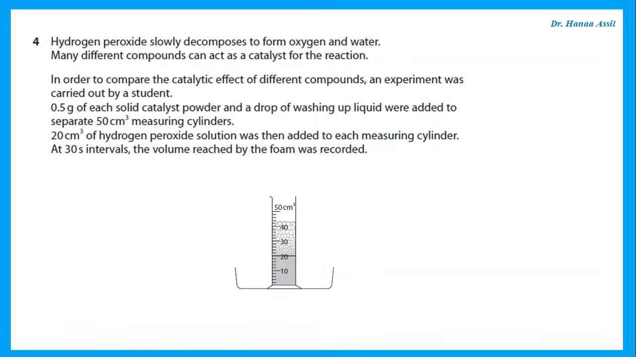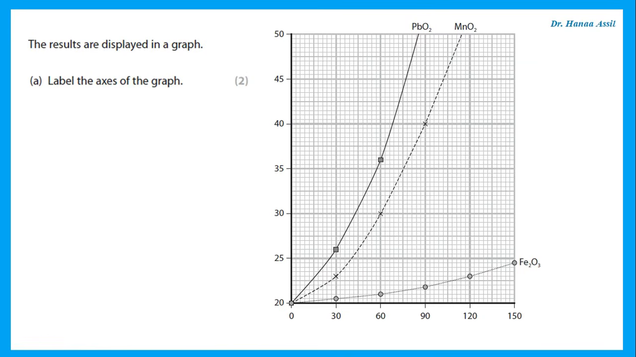Of course, when the hydrogen peroxide decomposes, we are told it gives oxygen and water. Now, this oxygen gas bubbling with the washing up liquid will form a foam. So, the faster the foam is formed, or the higher the volume of the foam, the better the catalyst.